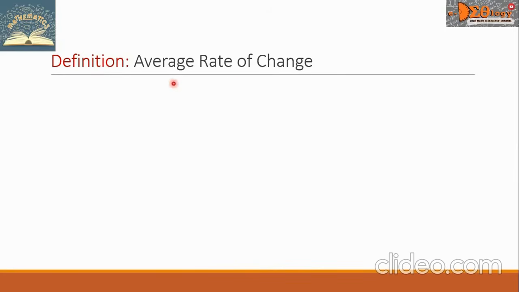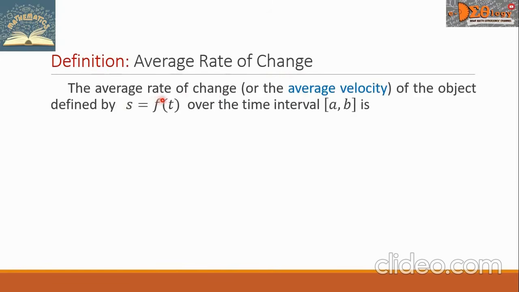Now, let us define average rate of change. The average rate of change, or the average velocity of the object defined by S = f(t) over the time interval from A to B, is ΔS over Δt, and this is equal to f(B) − f(A) all over B − A.